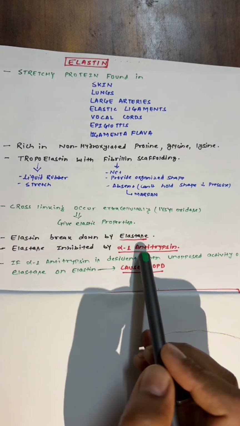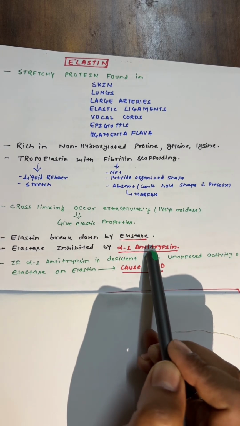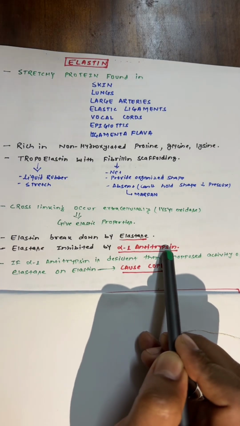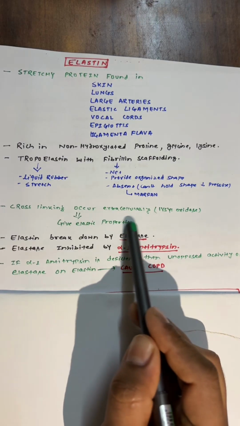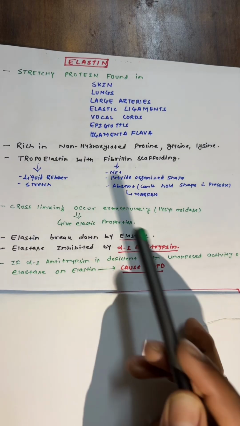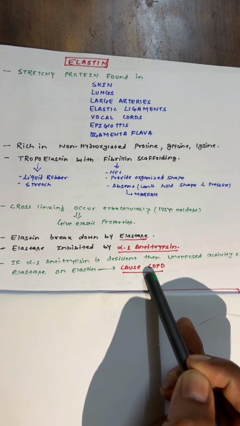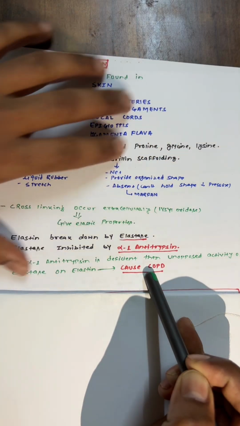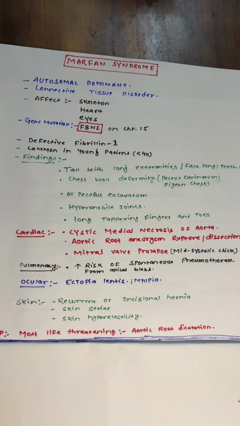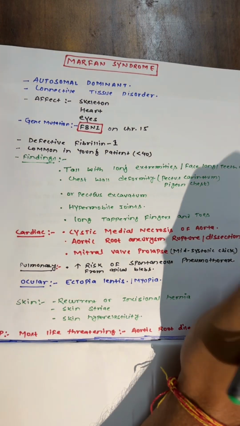So sometimes we see COPD in patients who have alpha 1 antitrypsin deficiency, where increased elastase activity breaks down the elastin of the lungs. Now this is all about elastin. Now let's talk about Marfan syndrome.